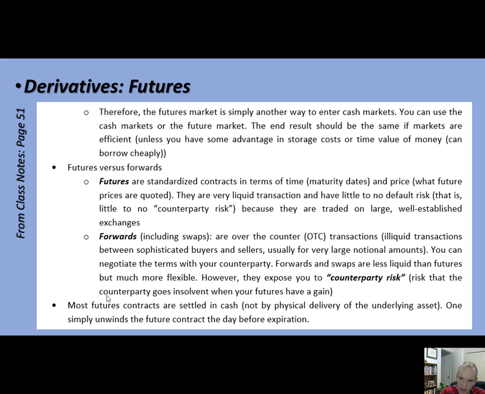Forwards are very different, and swaps are a type of forward. These are over-the-counter transactions, which means they're between two sophisticated investors. They're very illiquid transactions, although the swaps I did seemed extremely liquid to me, and I didn't think they were that difficult to deal with. But they're not going to be as liquid as futures. They're transactions between buyers and sellers that are very sophisticated, usually with very large notional amounts. I think all the ones we did were over $1 billion. You tend to be larger transactions.